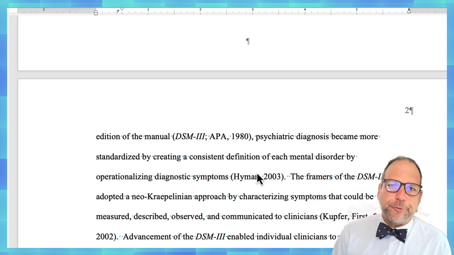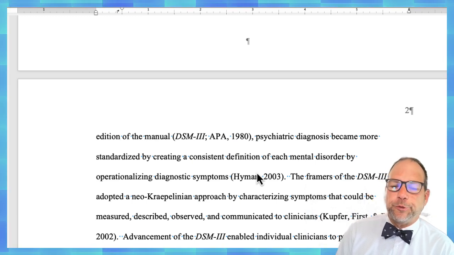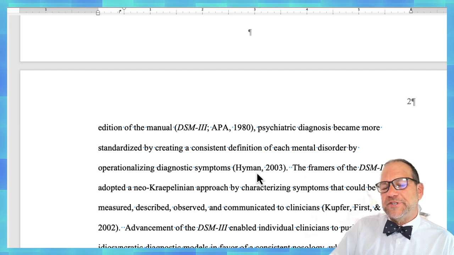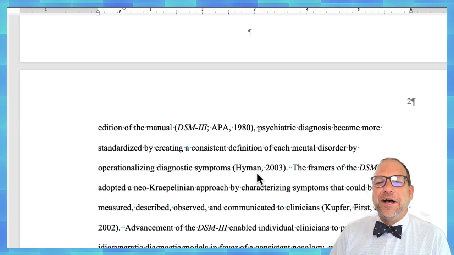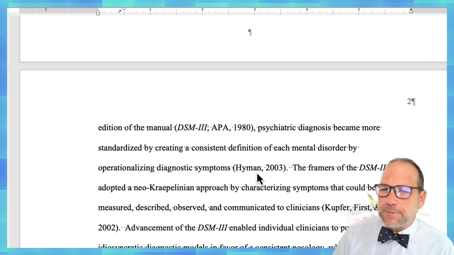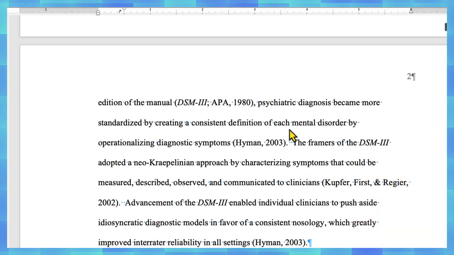So we talk about the 3 or the 3R. The R was a slight revision of the 3. We talk about 4 versus the 4TR, or the 5 versus the 5TR. The text revision just means we expanded the text. We gave it more nuance. We provided more information.